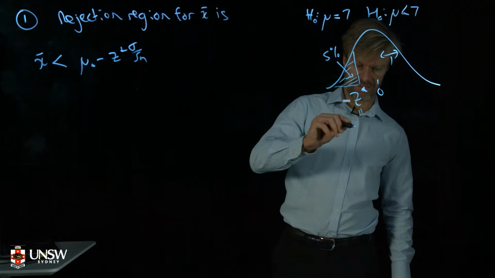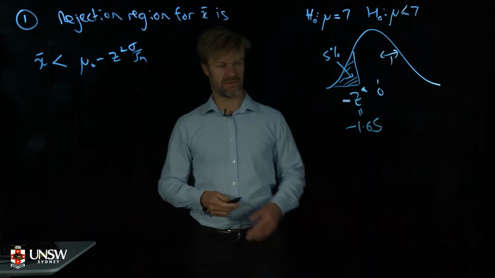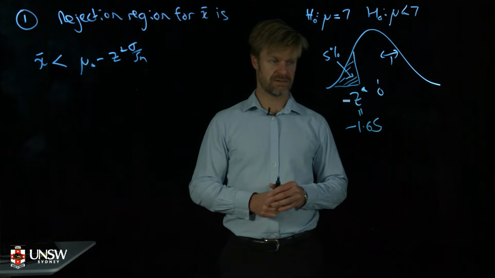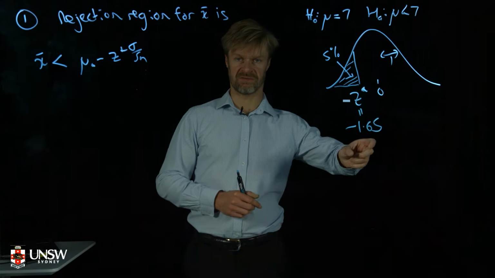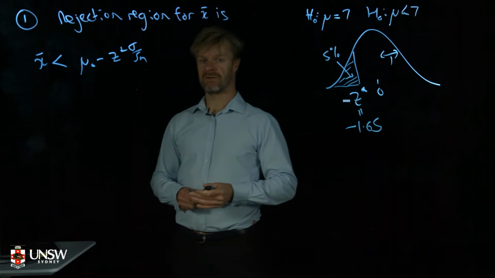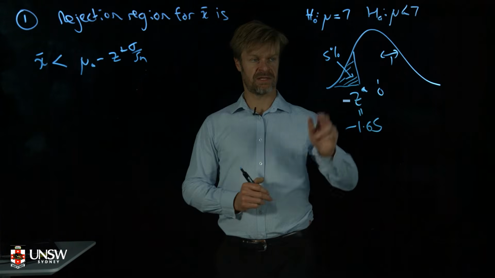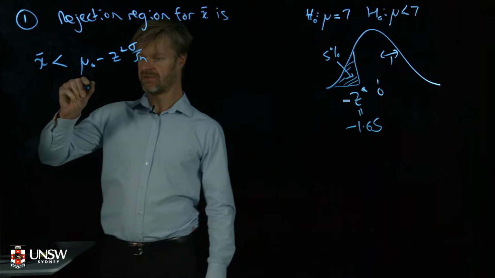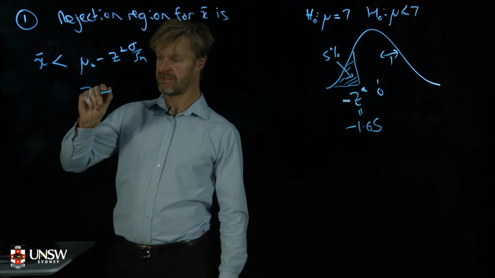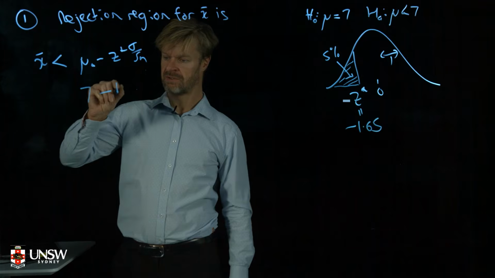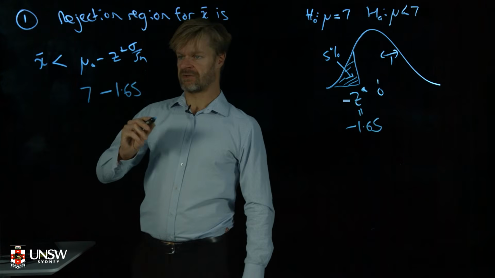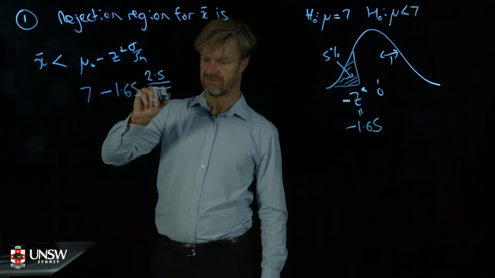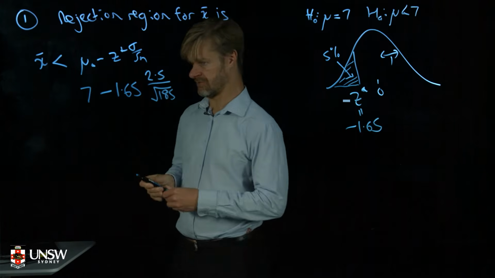Anyway, minus 1.65. What that tells us is that if you've got a normally distributed variable, 5% of the time you get more than 1.65 standard errors below the mean. So if we're going to reject at the 5% level, we reject if we're any further than 1.65 standard errors below the mean, the hypothesized mean, I should say. The hypothesized mean was 7. So we subtract off 1.65 standard errors. The standard error in this case is 2.5 divided by the square root of 185, if we're talking about a sample of 185 students.